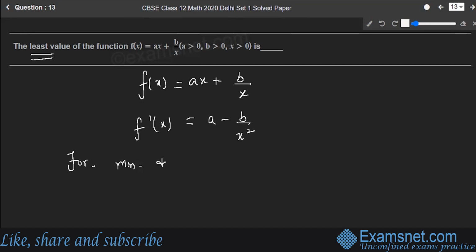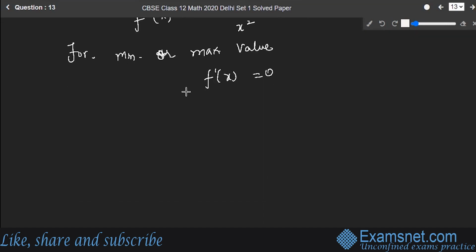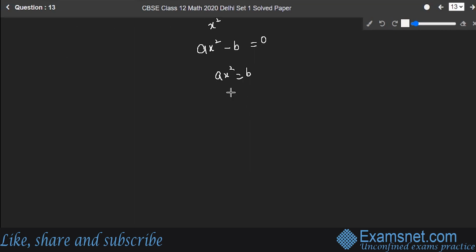For maximum or minimum value, this is supposed to be 0, or a − b/x² = 0. So ax² − b = 0, or ax² = b. Hope you're clear till here. Now from here you can say x = √(b/a). Correct?